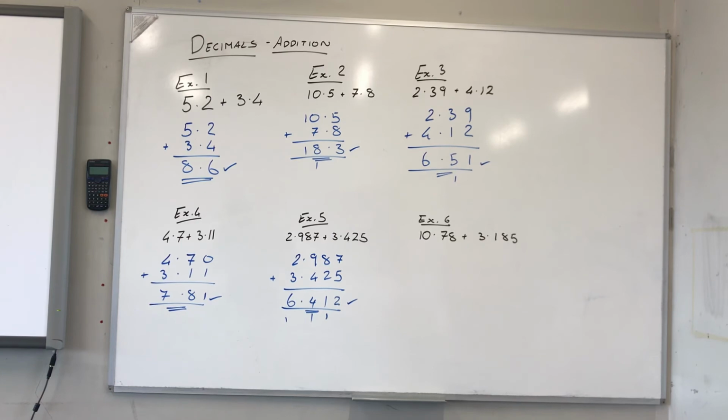Example 6, similar in a sense to example 4, where we need to make sure everything's lined up properly, and then we can add them. So tens above tens, units above units, tenths above tenths, hundredths above hundredths, thousandths above thousandths. So we need to be really careful with this one because there's a few confusing bits with it.